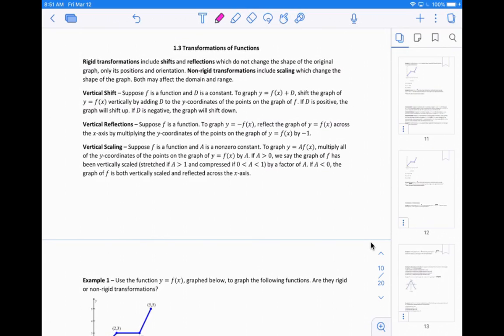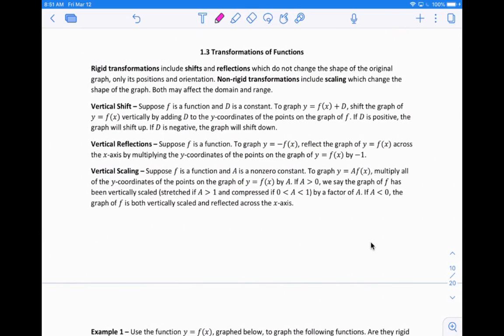Hello and welcome to the videos for 10.3, transformations of functions. We have talked about transformations once this year, so we've been introduced to most of these concepts. Therefore, this first video will be a lot of review.